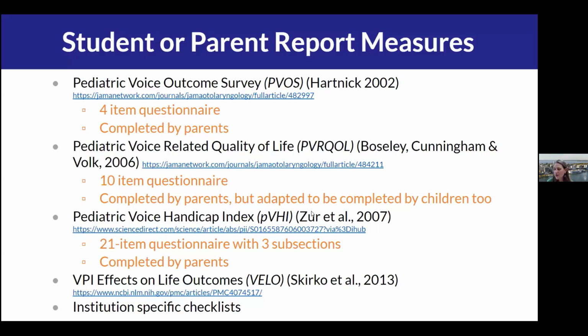The Pediatric Voice Handicap Index is one that is not open access. So it would require a subscription to the journals or the library. This is a 21-item questionnaire completed by parents. And then the only one for resonance is the VPI, Velopharyngeal Insufficiency Effects on Life Outcomes, the VELO.